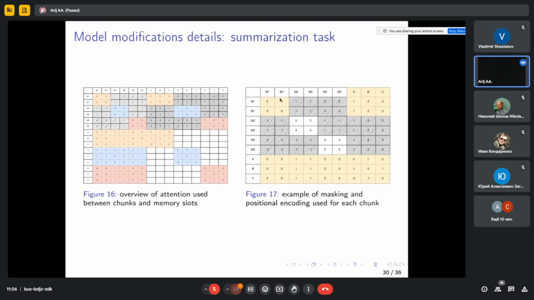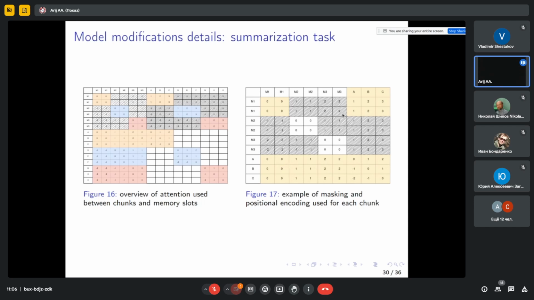So the memory slot 1, which consists of 2 memory slots, each memory slot has position 0. And for the tokens of the second memory slot, they have position 1 and so on. So the positional encoding between memory slots was computed like here.